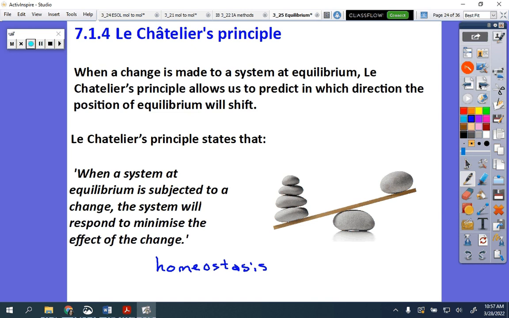So that's the idea: if we disturb the equilibrium, things are going to shift in such a way as to minimize that disruption.